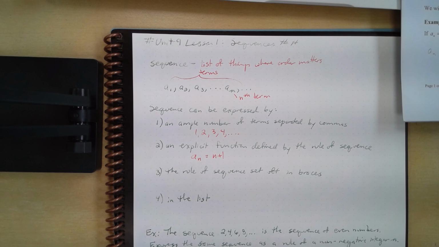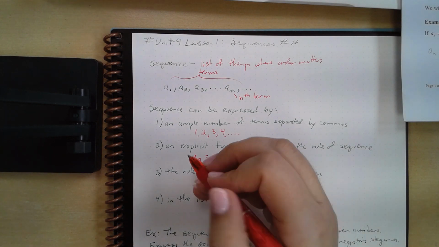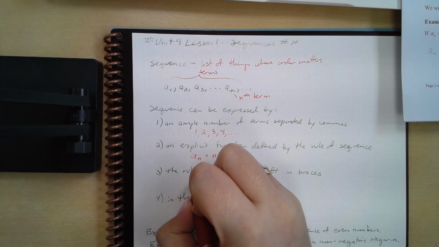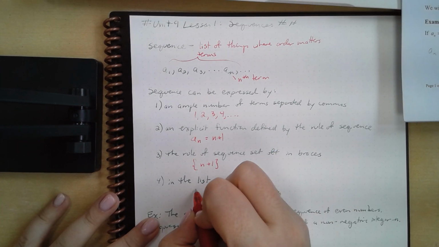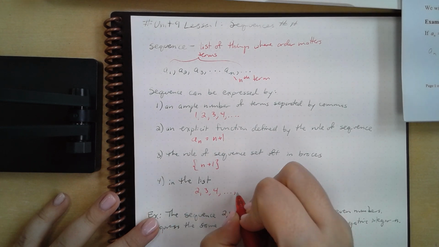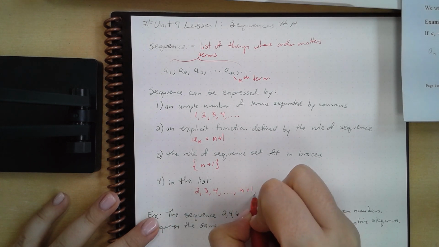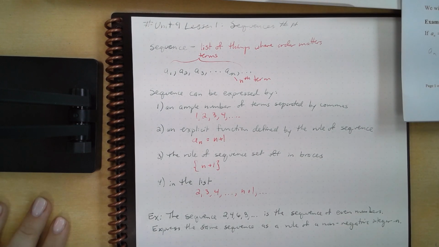You could also have the rule of the sequence set off in braces. So instead of writing it this way, you could write n plus 1 in braces. Or finally, you could write that actually in the list, like 2, 3, 4, comma, n plus 1. These are actually all the same sequence.